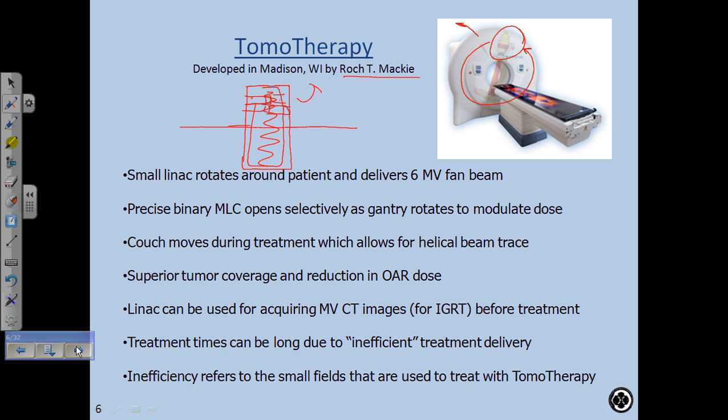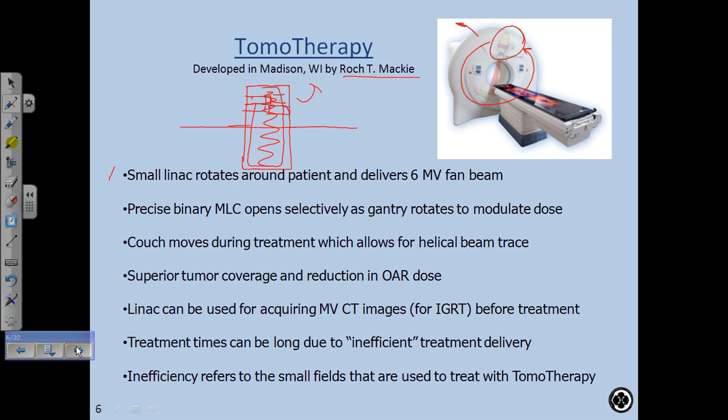So anyway, this is probably the most conformal dose distribution you can get on a patient. It's a small 6 MV LINAC. Precise binary MLC leaves open selectively as the gantry rotates. The couch moves during treatment. We said that gives superior tumor coverage and reduction of OAR dose.